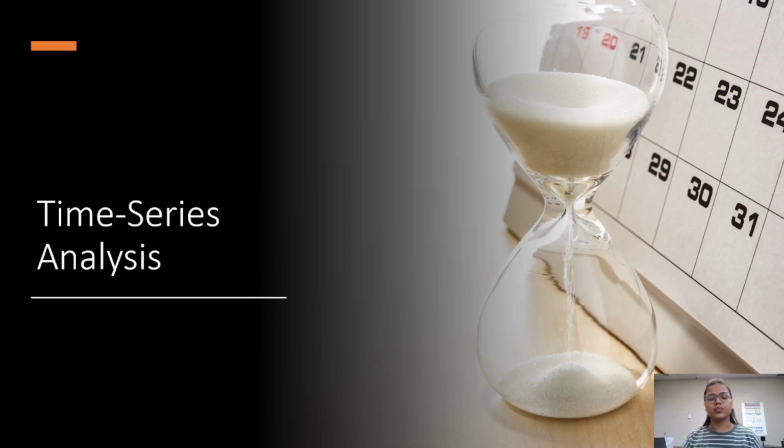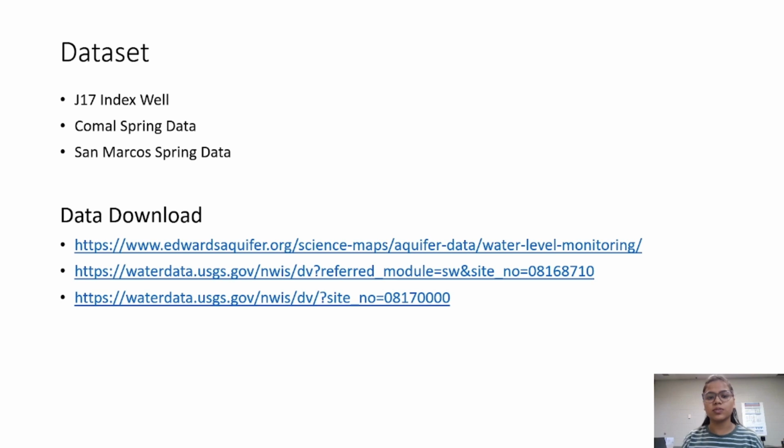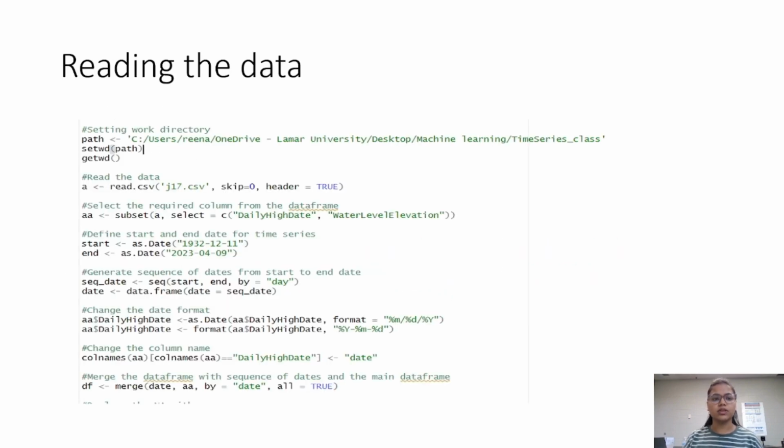Everyone, I'm going to talk about the time series analysis I performed on three datasets from the Edwards Aquifer. The first is the J17 index well data, then Comal Spring data, and San Marcos Spring data. The data are downloaded from the following website. First, I read the data.